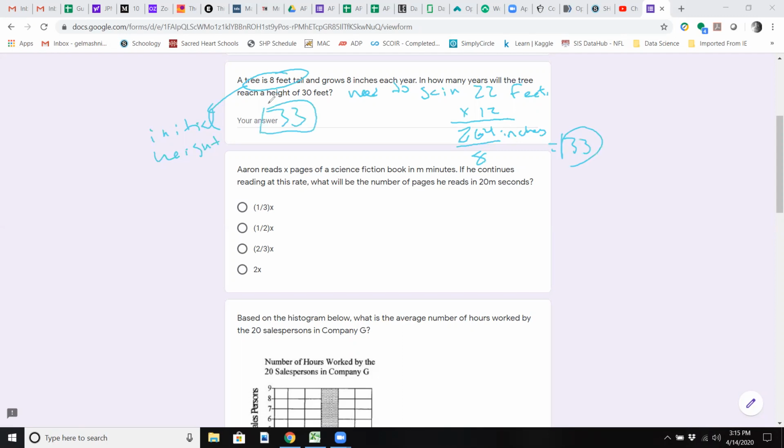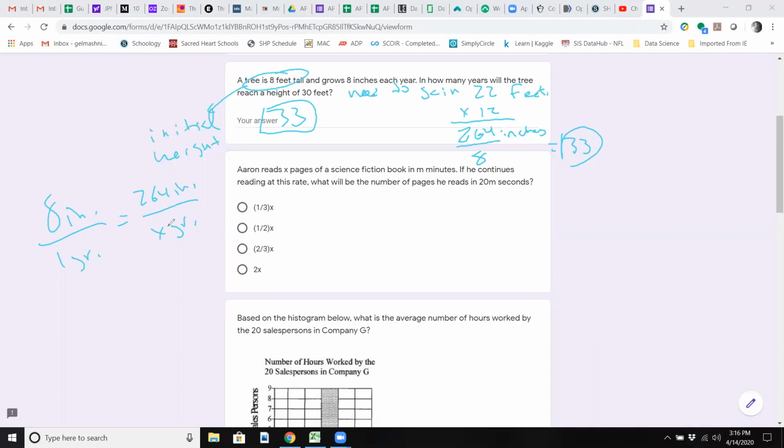So it's 8 feet tall right now. It needs to gain 22 more feet. That's obvious because you have to get to 30 feet. If it's doing 8 inches each year, we could also do this: 8 inches per 1 year, 264 inches per X years. That's another way we could look at it too. But you do have to convert 22 feet to inches, so you're comparing the same unit. So sorry, I confused you guys. The answer is 33. Now let's look at the second one.